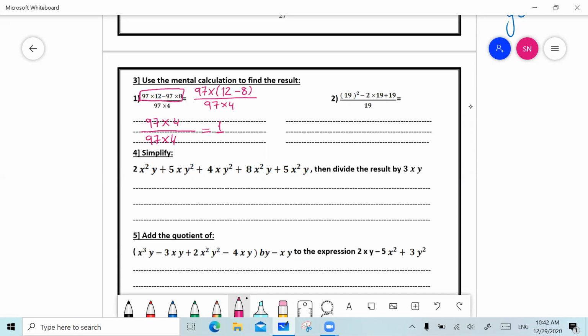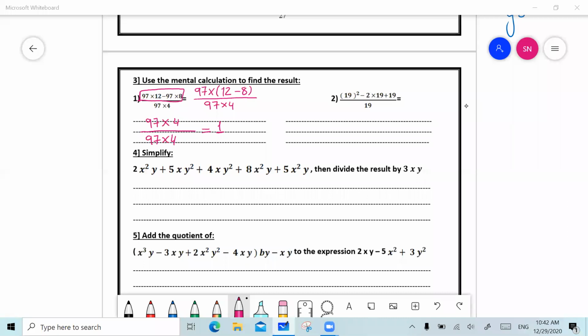Is it clear, prep 1? Please write in the chat if there is a problem in this question. Okay, going for question number 2.